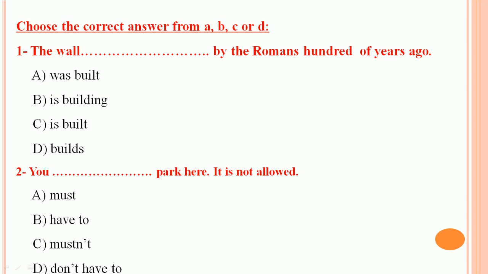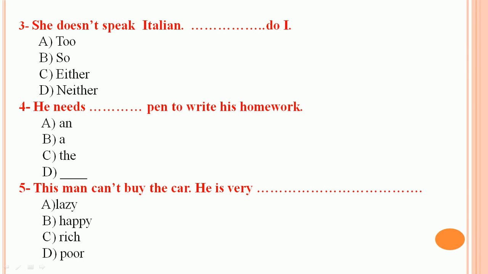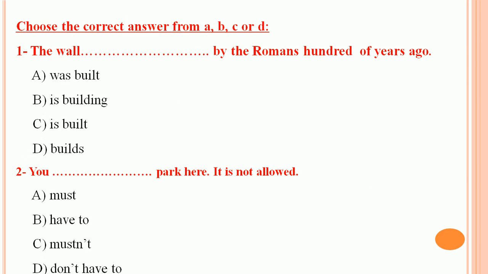The word ago indicates that this sentence is in the past simple tense, and the word by indicates that this sentence is in the passive form. So passive in the past, you have to choose here was built. Okay, so the wall was built because the sentence, as we said, is in the passive form and in the past simple tense.